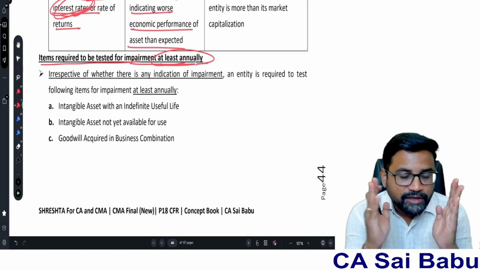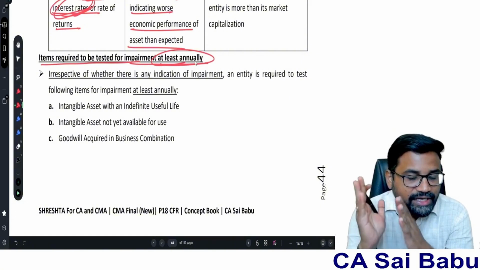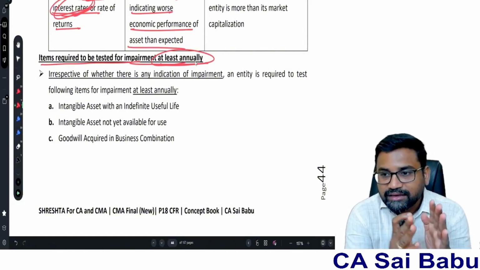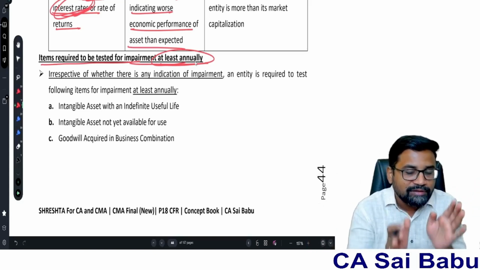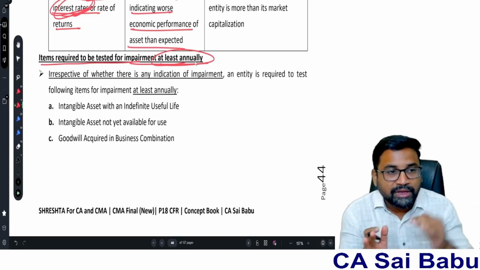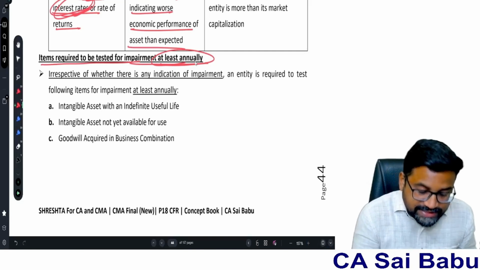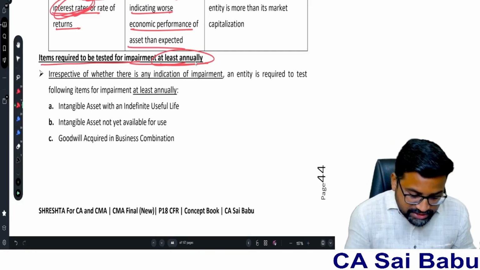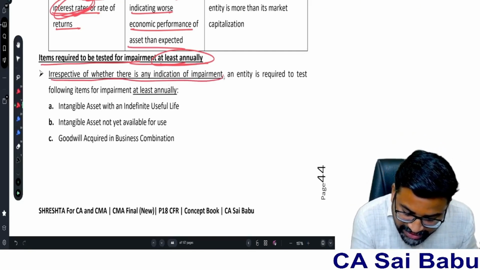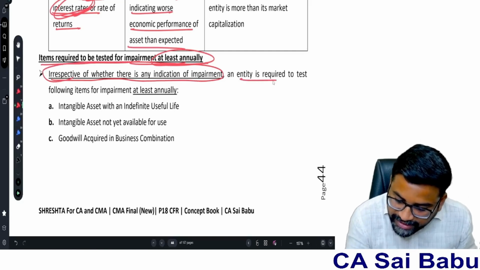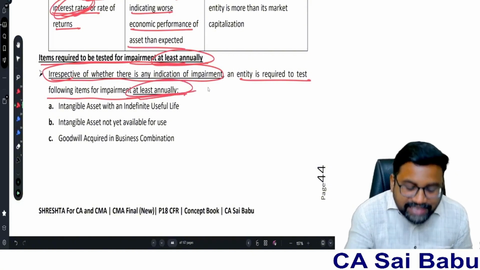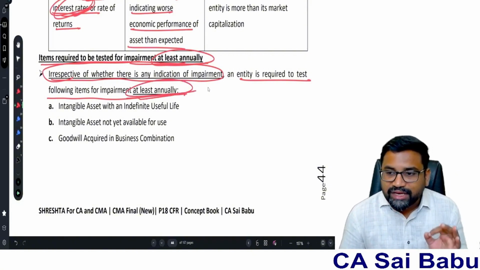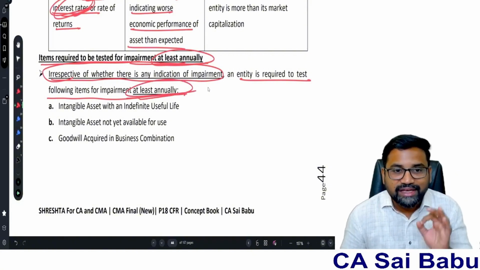Generally, if the indicator is there, whether internal indicator or external indicator, we need to check the carrying amount against the recoverable value. If the carrying amount is more than the recoverable value, we say there is an impairment loss. But there are certain assets prescribed in the Ind AS, irrespective of whether there is an indication of impairment. An entity is required to test the following items for impairment at least annually. So once in every year, they need to test the following items for impairment.